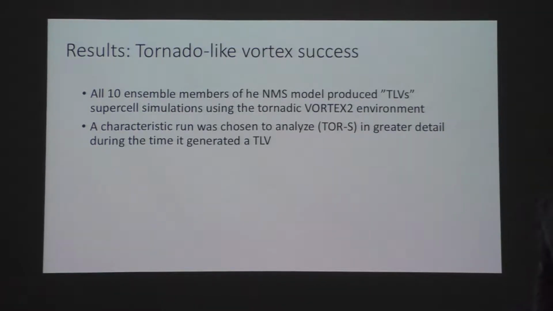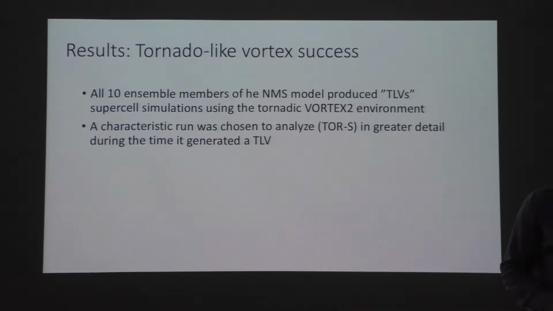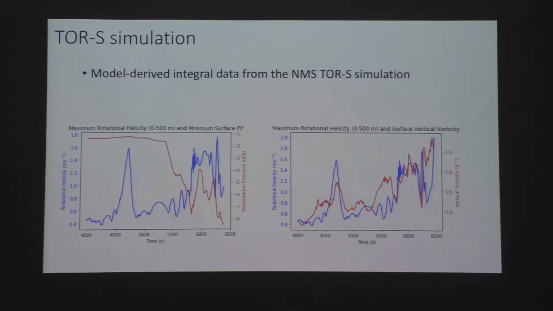So we ran a bunch of different simulations, specifically using the tornadic vortex 2 environment. We ran a 10-member ensemble, and then picked a characteristic run, which we're going to refer to here as TOR-S, using the NMS model. And for each of the runs in the tornadic environment, they all produced what we call TLVs. However, they occurred at very different times throughout the simulation.